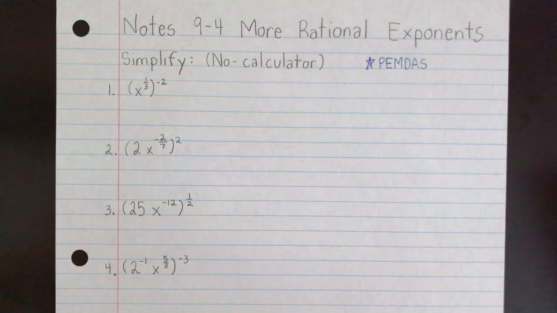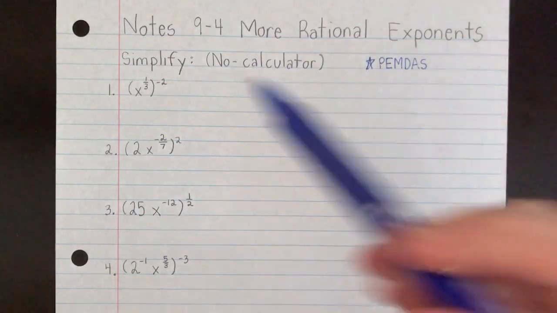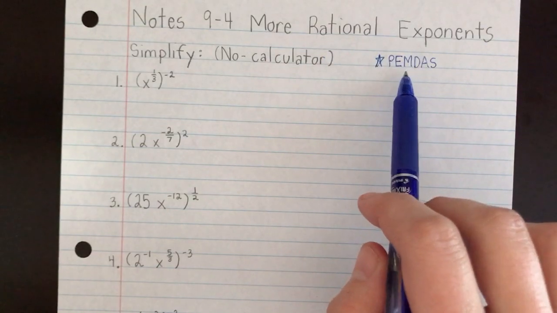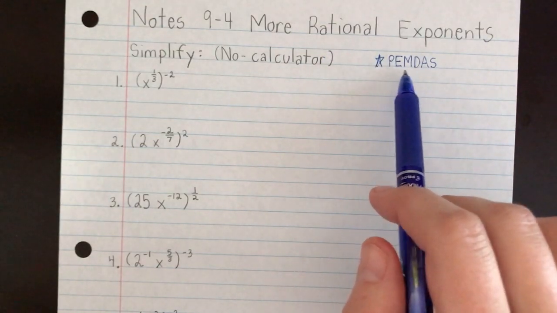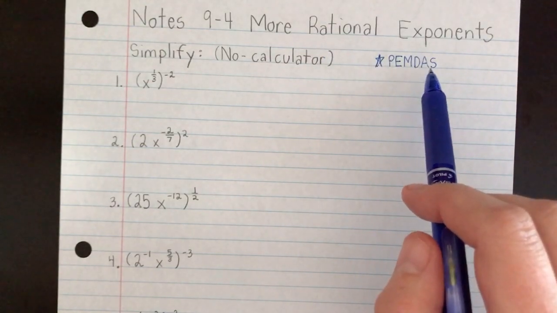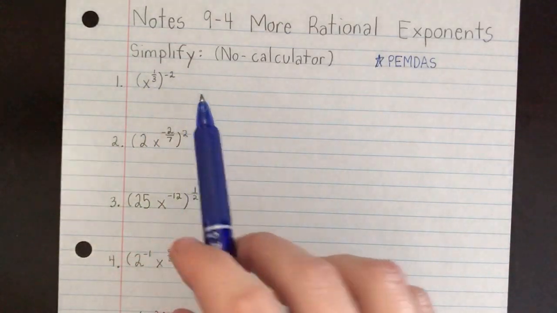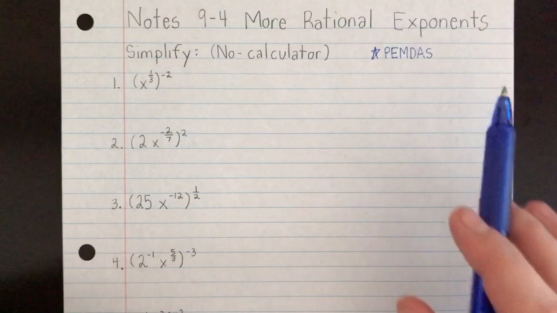We're looking at 9-4, more rational exponents. So basically a part 2 to 9-4 rational exponents. The goal today is to simplify with no calculator. What I really want you to remember is that PEMDAS applies everywhere in math, even when we're not dealing with numbers, even when we're just dealing with variables. So we're really going to rely upon PEMDAS a lot today.